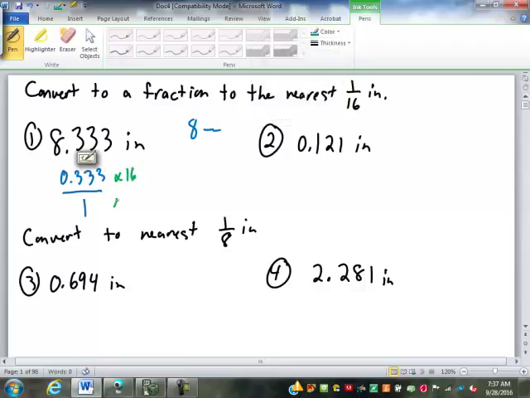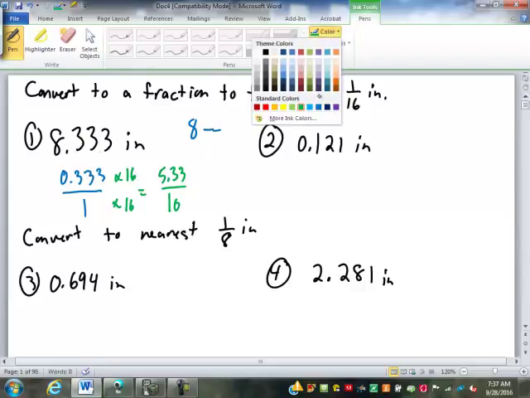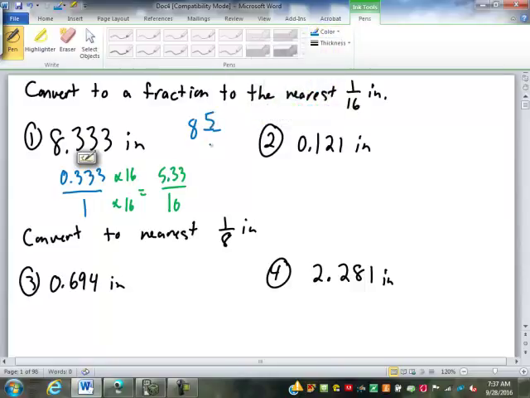Times 16 over 16. So this is 5.33 over 16, which is how many sixteenths? 5. Very good. This 5.33 is between 5 and 6. Closer to the 5. How many of you had 8 and 5 sixteenths? Anybody have questions on how we got there? Does it look familiar now?